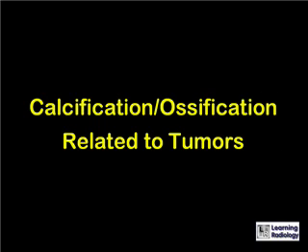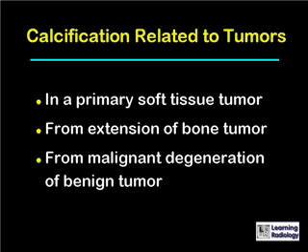Calcification and ossification related to tumors. Calcification related to tumors can occur in a primary soft tissue tumor. It can occur from extension of a bone tumor or from malignant degeneration of a benign tumor.